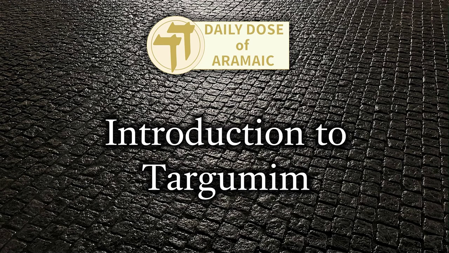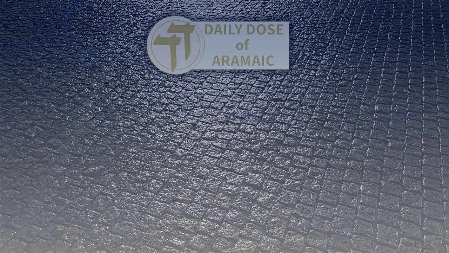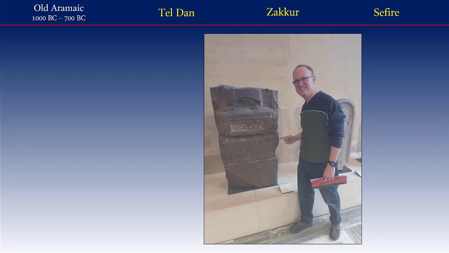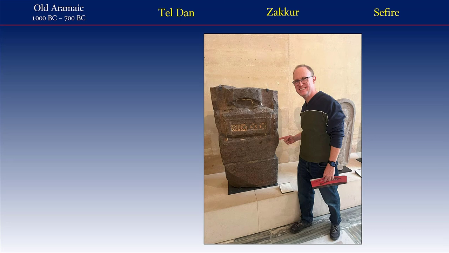We're going to start reading the Targums. So let's situate these Aramaic translations of the Bible within the history of the Aramaic language. The first stage is Old Aramaic, and we've talked about some of these representative inscriptions before on Daily Dose of Aramaic, including the Zakur inscription, which I got to see a few weeks ago in the Louvre in Paris.